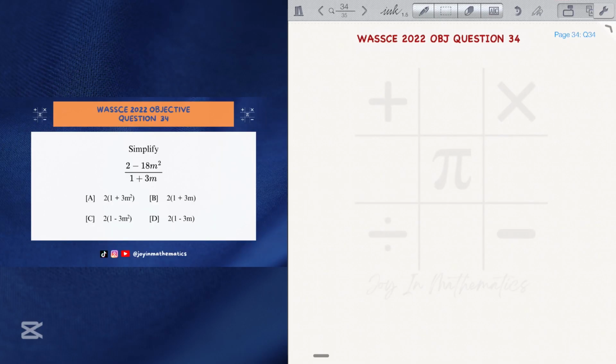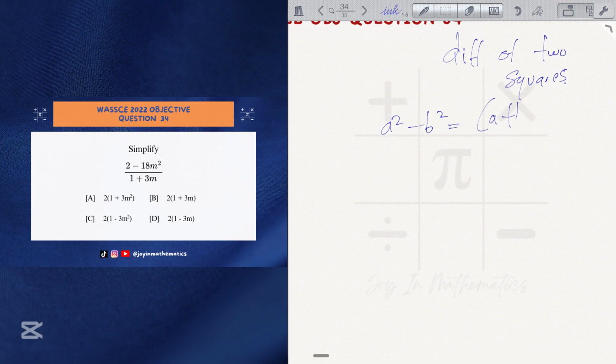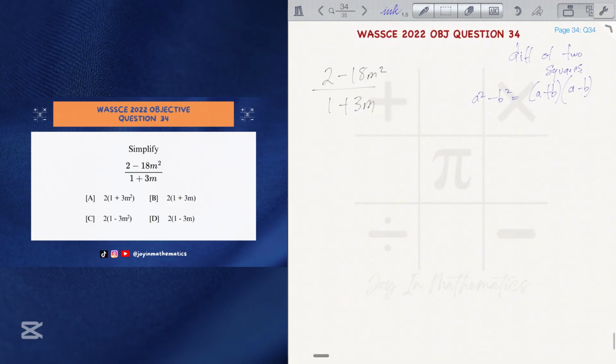Question 34, objective section of WASSCE 2022. The question says we should simplify 2 minus 18m squared divided by 1 plus 3m. If we look closely at this question, we will see where we have to apply the difference of two squares. The difference of two squares is simply stated as a squared minus b squared is equal to a plus b multiplied by a minus b. So now let's apply that principle to this question.